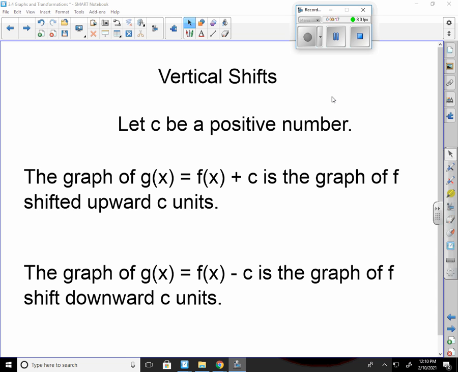Vertical shifts. Let C be a positive number. The graph of g of x equals f of x plus c is the graph of f shifted upward c units. The graph of g of x equals f of x minus c is the graph of f shifted downward c units.